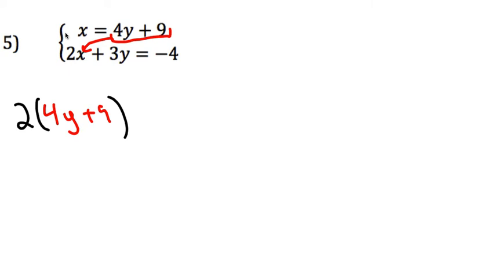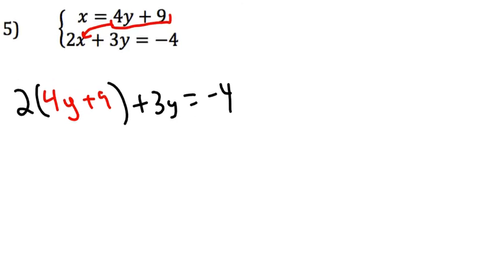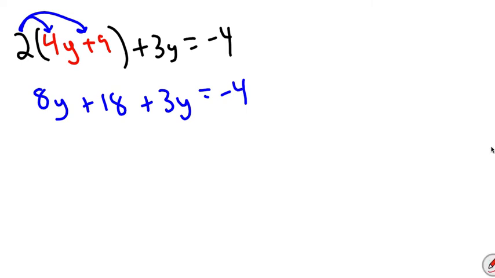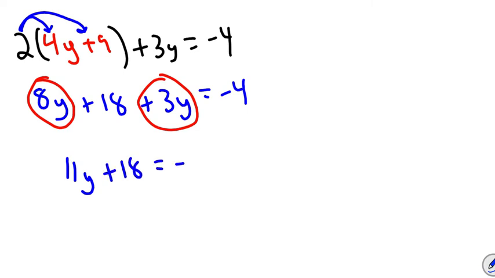So I'm replacing the x with what x is equal to, 4y plus 9. Recopy the rest of the equation. Now I'm going back to some section 3.1 stuff. Distributive property. 2 times 4y is 8y, and 2 times 9 is 18. Bring down the rest, plus 3y equals negative 4. Now we will combine like terms. 8y plus 3y, that's going to give me an 11y. 8 plus 3 is 11y. Plus 18 equals negative 4.